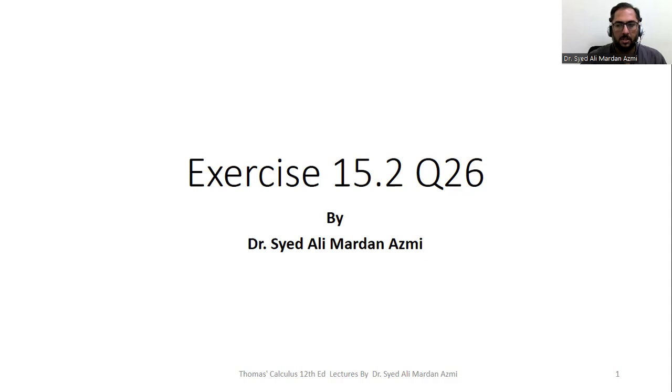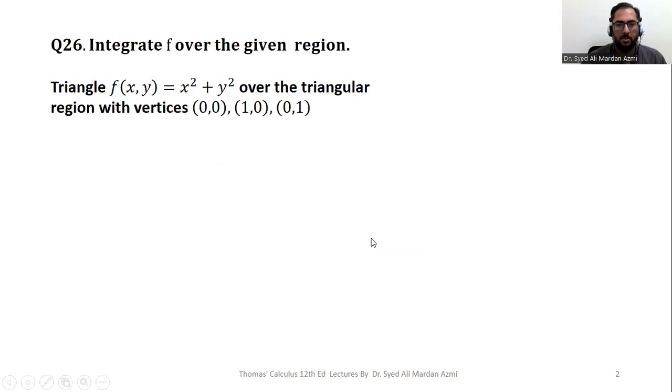In this lecture, we will discuss exercise 15.2, question number 26 from Thomas Calculus 12th edition book. The statement of the problem is: integrate f over the given region, where the region is a triangular region and the function is f of x y equals x squared plus y squared. Here, the triangle is formed with the help of these three vertices: 0, 0, 1, 0, and 0, 1. So in the next step, we will plot the triangle.